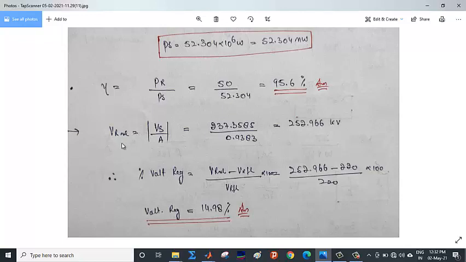For voltage regulation, we need to find out the no load receiving voltage, that is equal to Vs by A. So Vs, you can use this line voltage or phase voltage, whatever you want. I have used our line voltage. So this is 237.3585 divided by 0.9385 because we are only using the magnitudes. So it comes out to be 252.966. So percentage voltage regulation will be equal to VR no load minus VR full load by VR full load. VR full load we assume to be this same voltage, that is system voltage. So this comes out to be 14.98%.